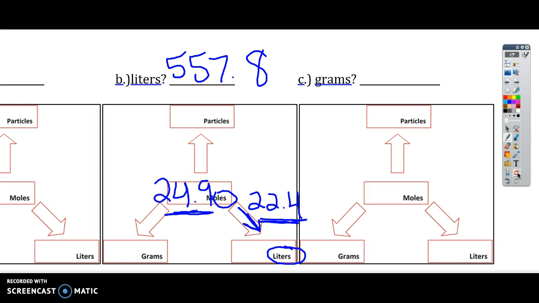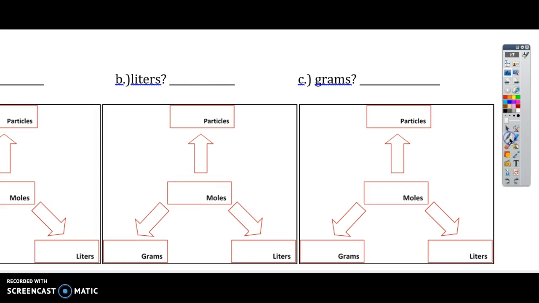The next problem requires a little more work, but we still keep our moles, which is 24.9. Once we found moles, we can use them for all the other calculations. They want us to go to grams. So I'm going down to grams, going with the arrow, so I'm going to multiply. What do I multiply by? Whatever's next to your arrow on your mole map, which is your molar mass.